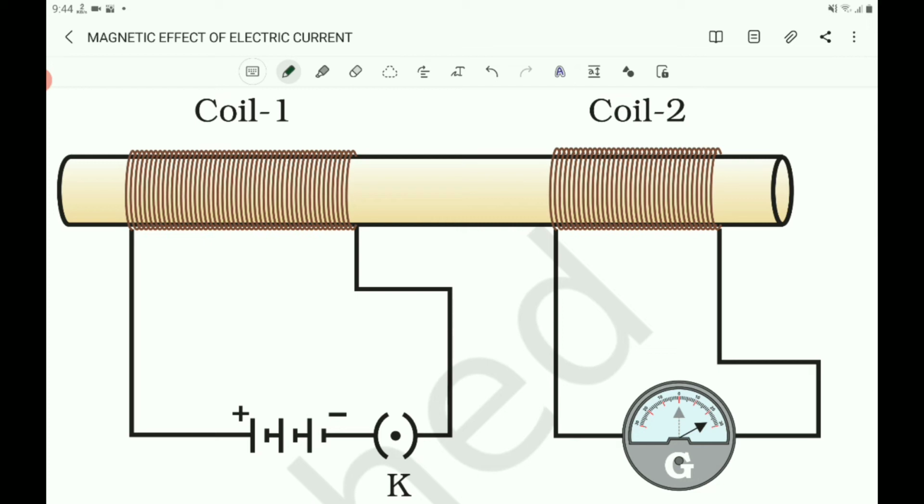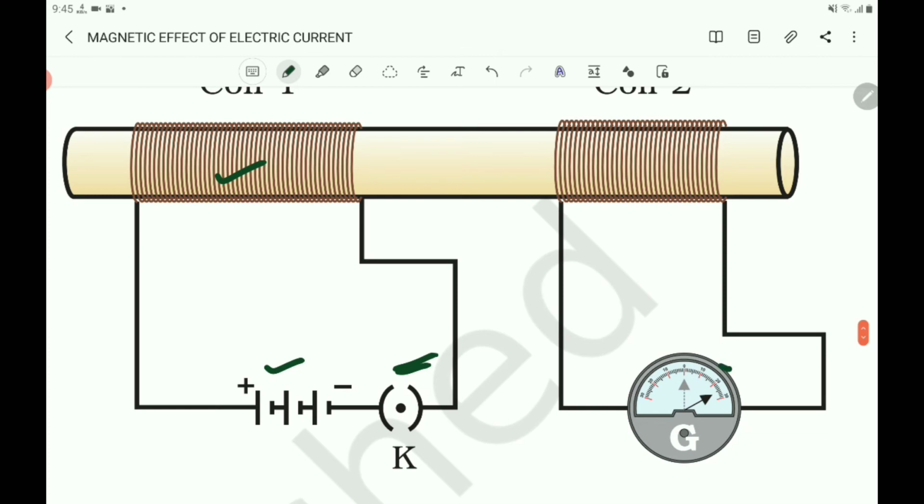Connect coil 1, having a large number of turns, in series with a battery and a plug key. Connect the ends of this coil to the battery and the plug key in series. Also connect the other coil, coil 2, with a galvanometer. Here the first coil is connected to the battery and plug key, and the second coil is connected to the galvanometer.